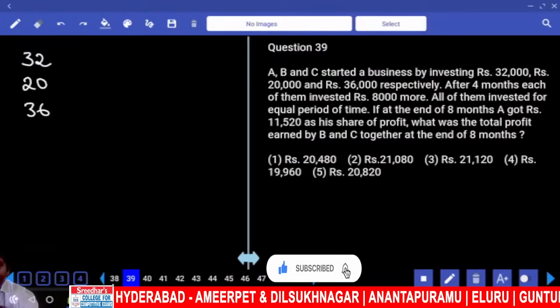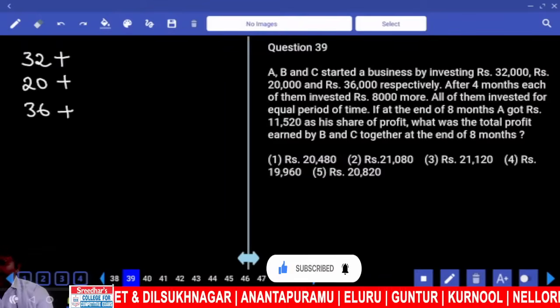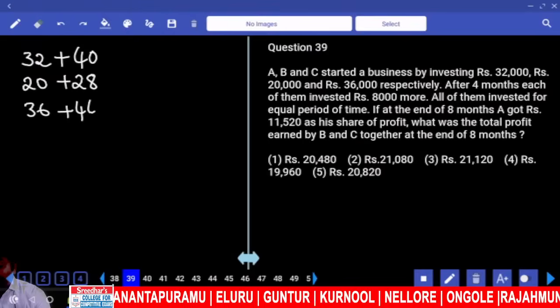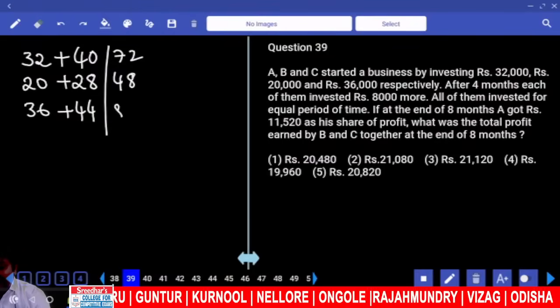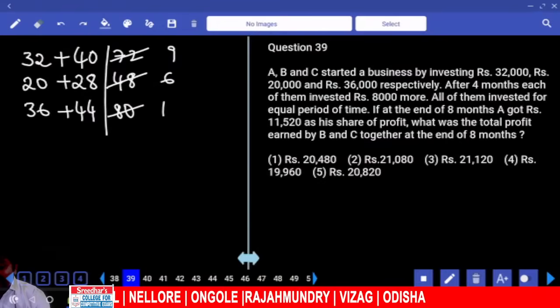Is it okay? After 4 months, what happened? Everybody invested 8,000 more. That means 40, 28, 44, 72, 48 and 80. 8, 9 times, 8, 6 times, 8, 10 times.